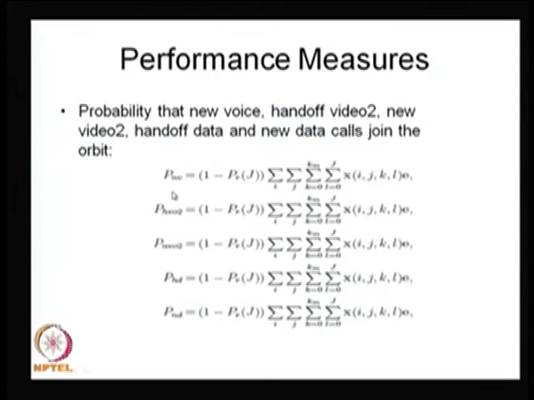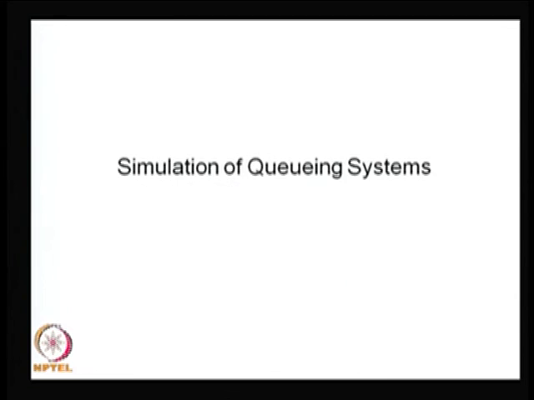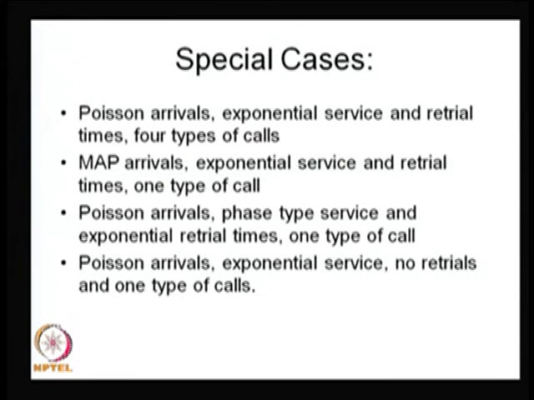So we can find the probability that the new voice, handoff video, new video, handoff data and new data calls join the orbit. What is the probability for that? You can find it after getting the steady state probabilities. One can see the paper to understand it completely. And also one can discuss the special cases by making simpler assumptions.